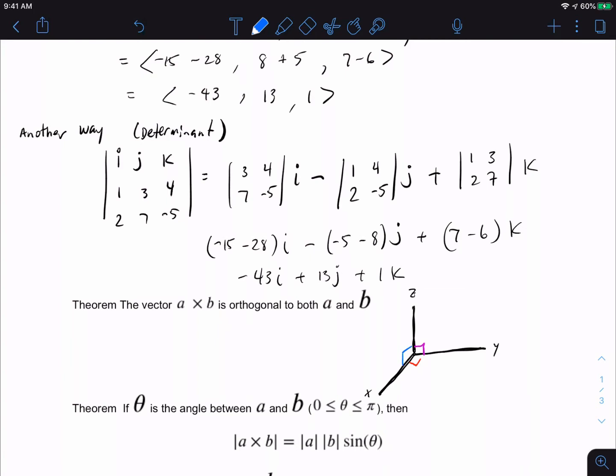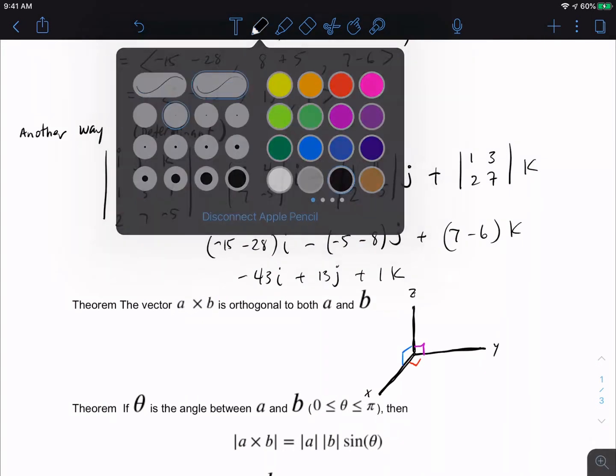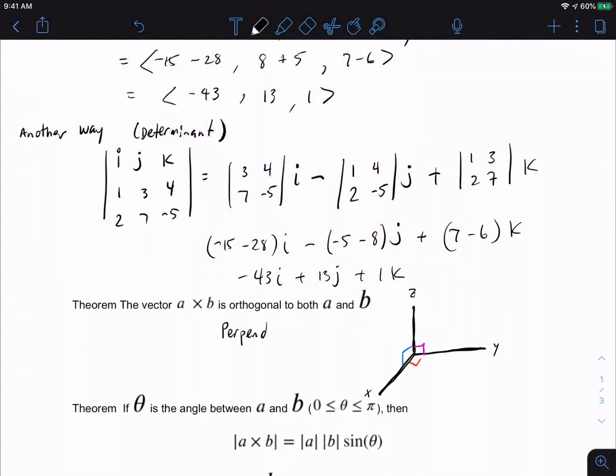So what ends up happening is when you have the cross product of two vectors, the resulting vector is going to be orthogonal, or you may not know what orthogonal is, perpendicular to the two vectors. I'll be using orthogonal, so just remember that the cross product is going to give me a vector that is orthogonal to the two vectors that are created.